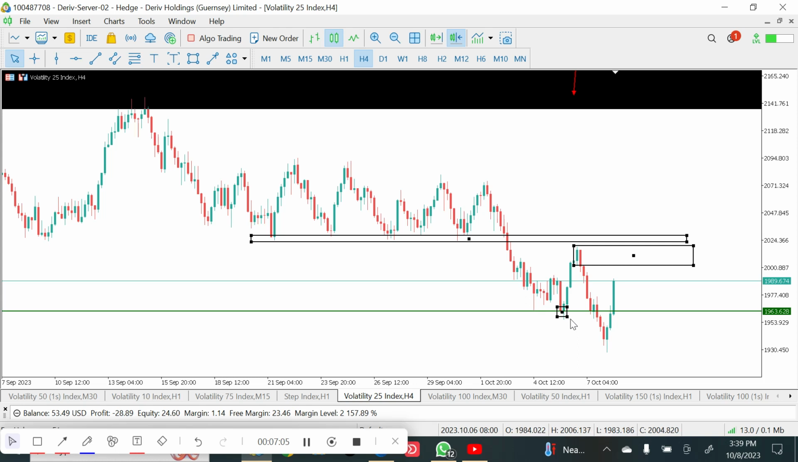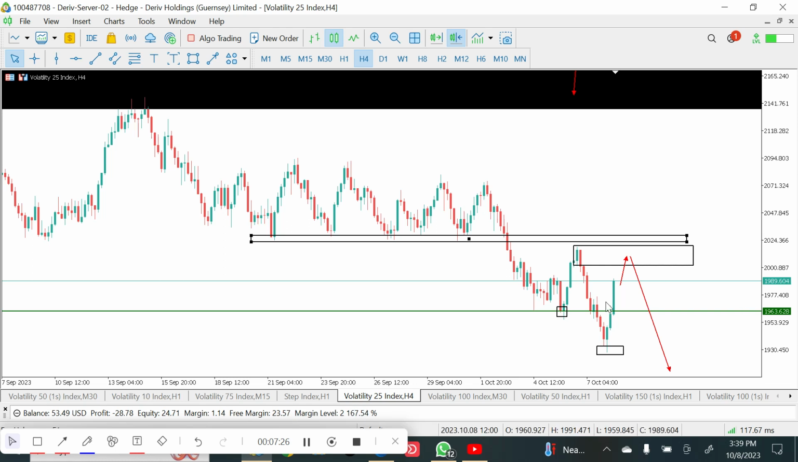Okay, so we are waiting for price to get into the area and see the possible reaction. If it gives us a sell confirmation, we are going to take our sell and then target this low for our take profits, and then we exit and wait for the next opportunity to trade.